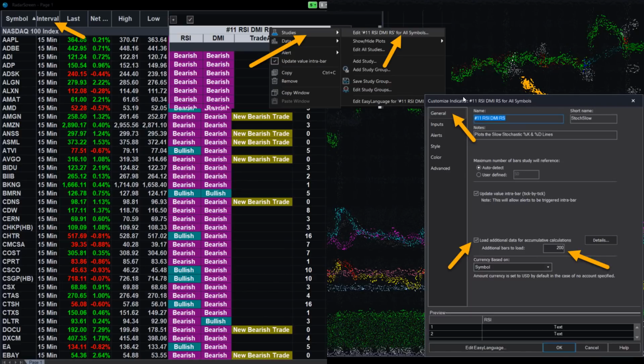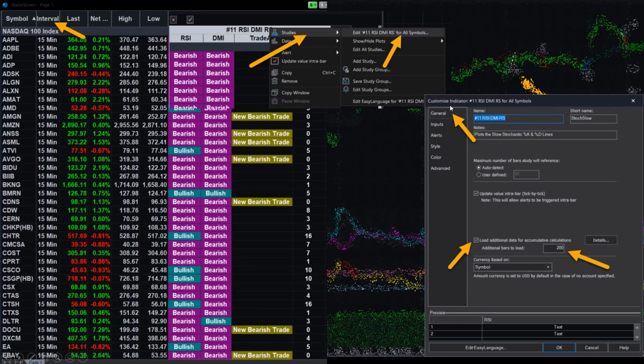All right, getting the two indicators to match. I put an exponential moving average in charting, and I put an exponential moving average based indicator in RadarScreen. They're not matching. How do I get them to match? We're going to right click on the column heading of that indicator, and go to Studies and Edit Studies for all symbols.